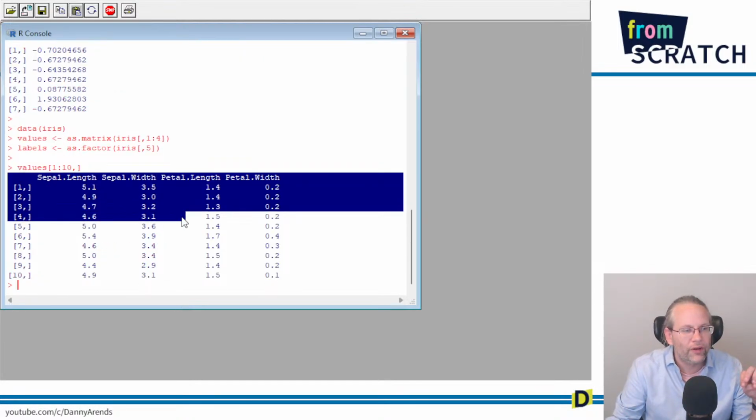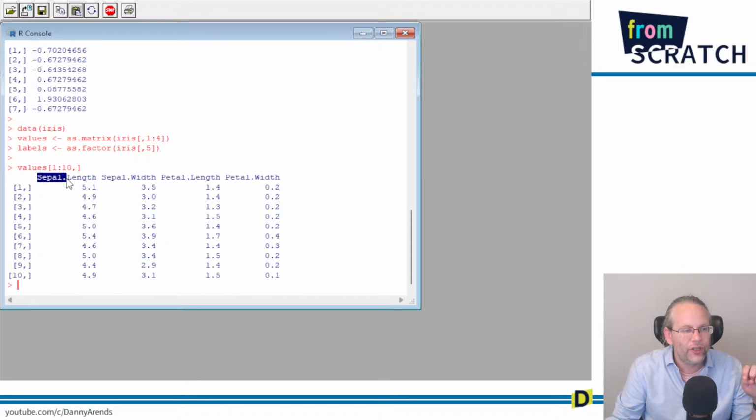So this is how the values look. Here you can see the 4 vectors are the 4 columns that we have, the 4 features that were measured on these iris plants. We have sepal length, sepal width, petal length, and petal width. And then we can just standardize them, right?